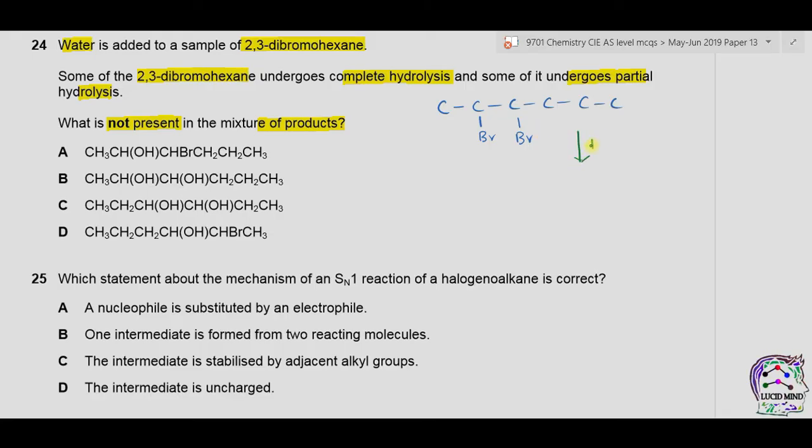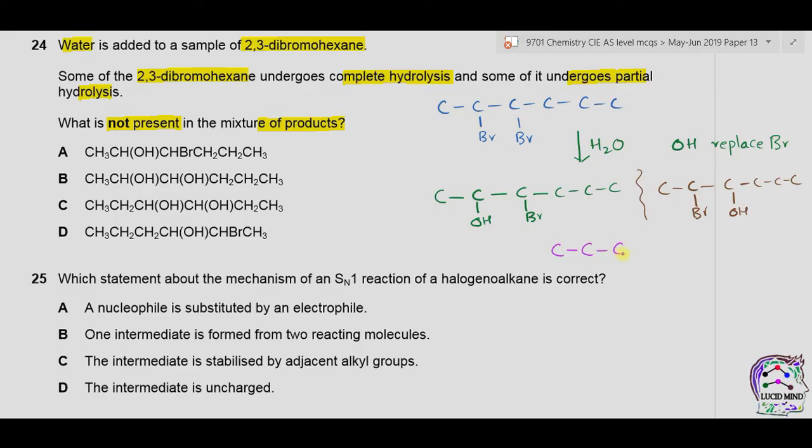Upon hydrolysis with water, OH from water will replace Br from compound. So now partial hydrolysis can take place and complete hydrolysis can also take place. So the product formed could be like this. Either this Br is changed with OH and this Br is not changed as it is partial hydrolysis. Or we can say that first Br is not changed while second one is converted into OH. If complete hydrolysis takes place, then both Br will be converted into OH groups.